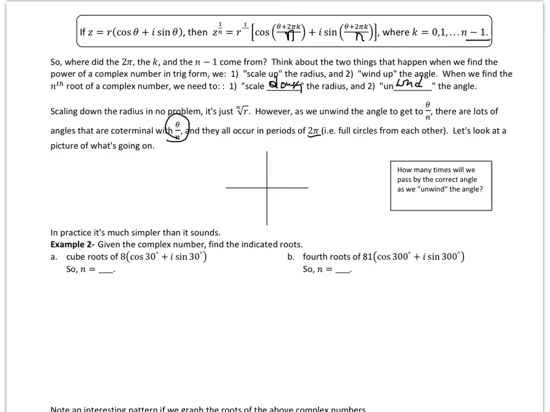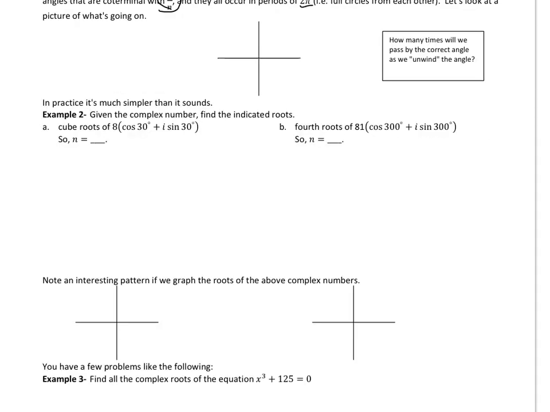All right, now, let's go to example 2 here. It's actually simpler than it sounds. So here's the deal. We've got 8 times the cosine of 30 plus I sine 30, and we want to find the cube roots. If you look at your formula up at the top of the page, in this case, if we want to find the cube roots, then n is 3.